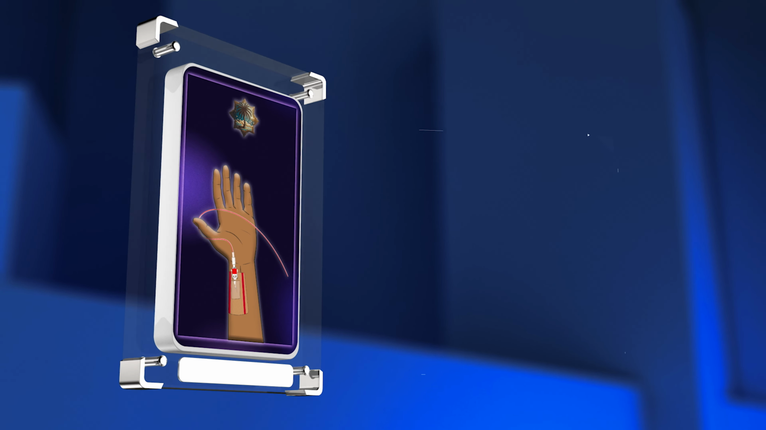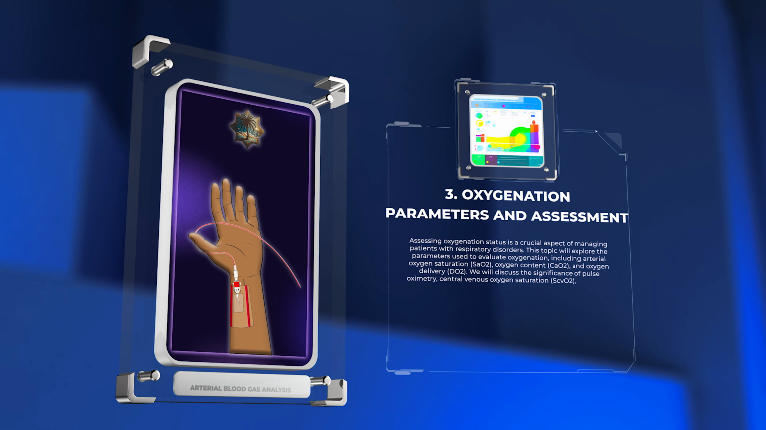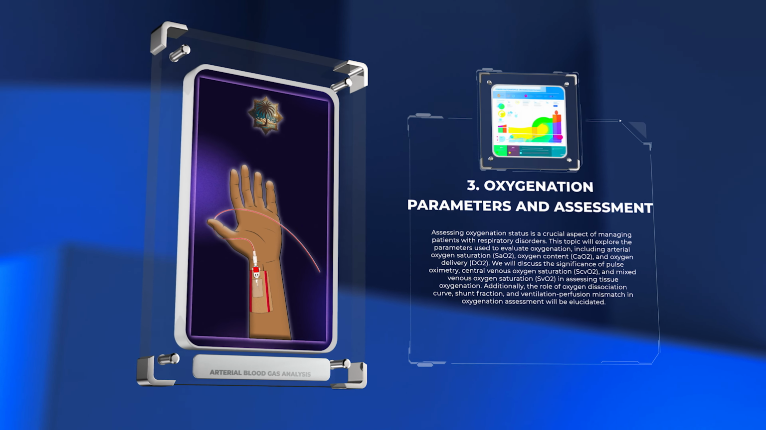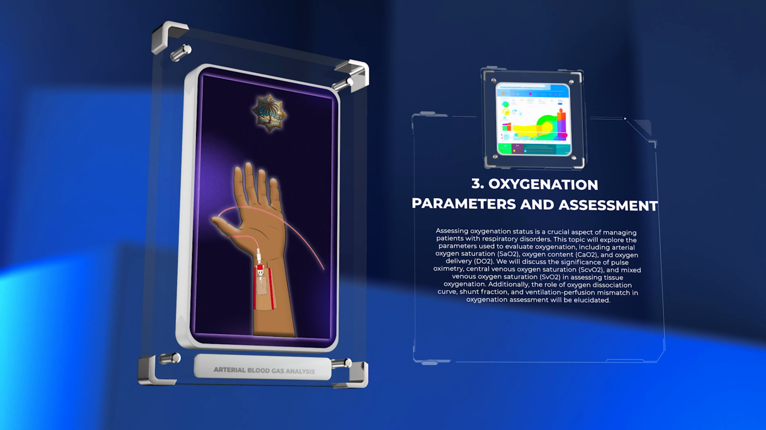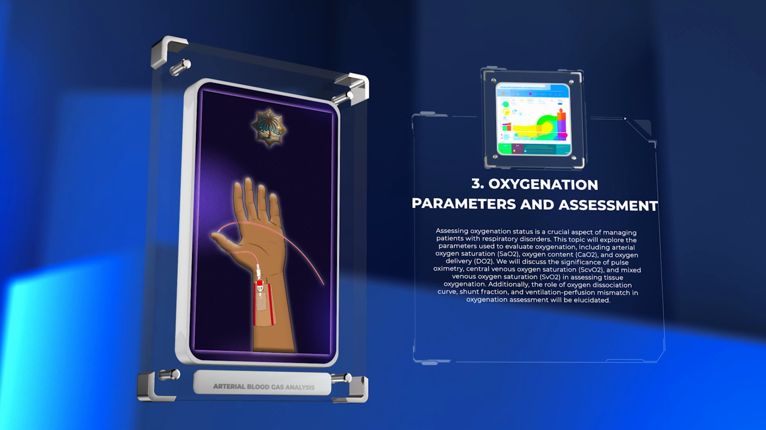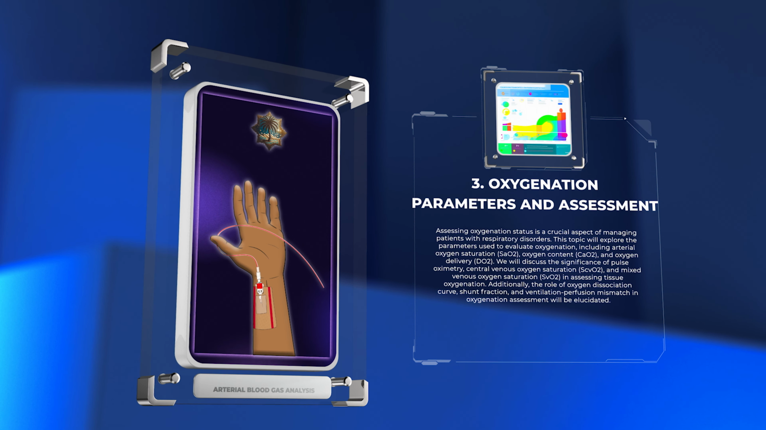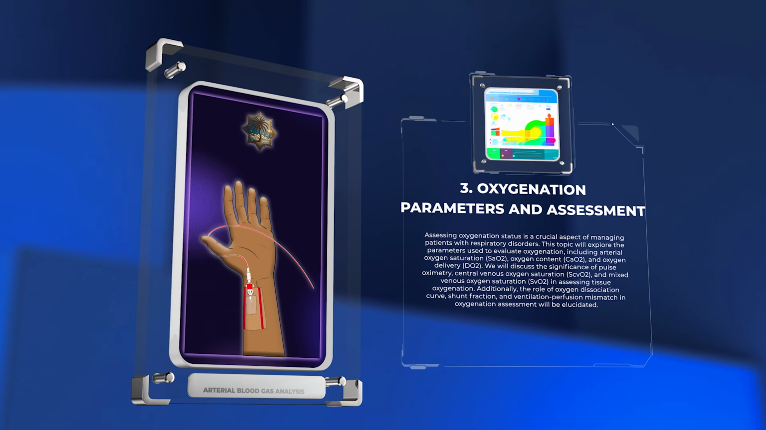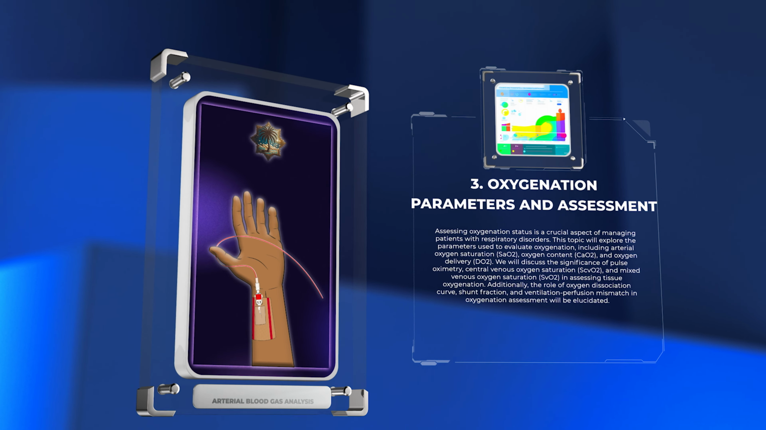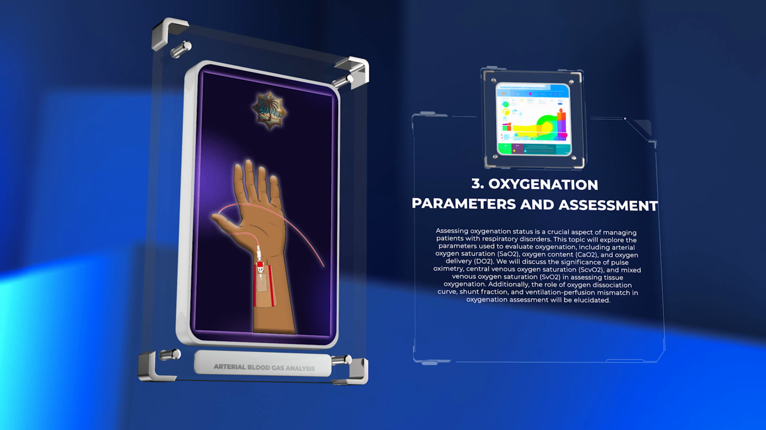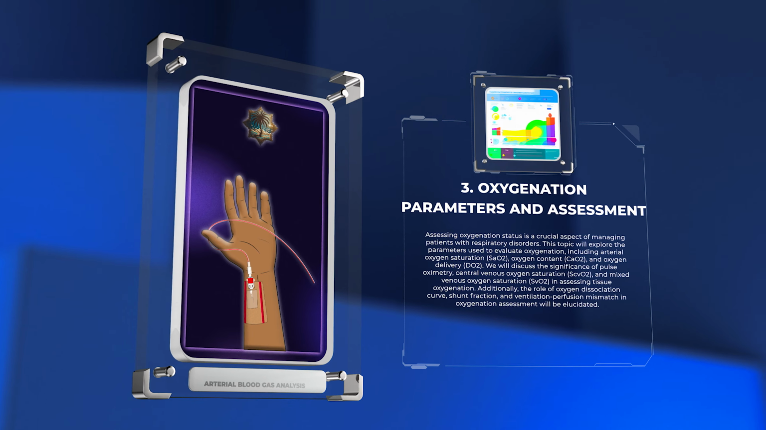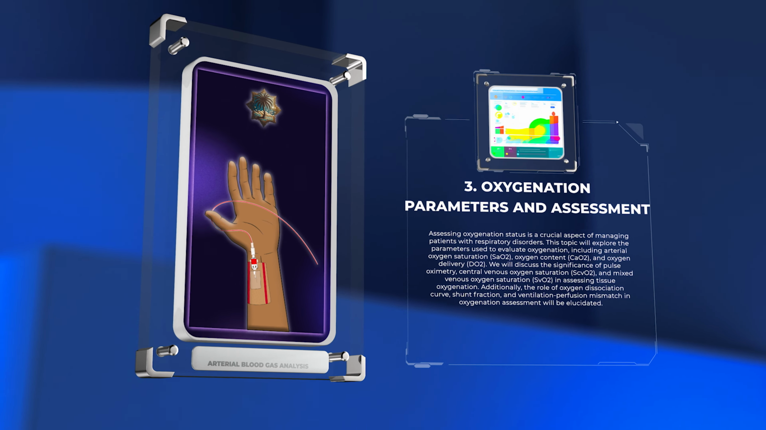Assessing oxygenation status is a crucial aspect of managing patients with respiratory disorders. This topic will explore the parameters used to evaluate oxygenation, including arterial oxygen saturation, SaO2, oxygen content, CaO2, and oxygen delivery, DO2. We will discuss the significance of pulse oximetry, central venous oxygen saturation, ScvO2, and mixed venous oxygen saturation, SvO2, in assessing tissue oxygenation. Additionally, the role of oxygen dissociation curve, shunt fraction, and ventilation perfusion mismatch in oxygenation assessment will be elucidated.